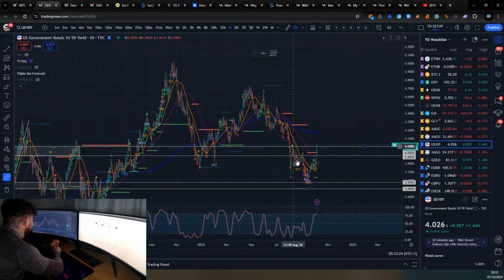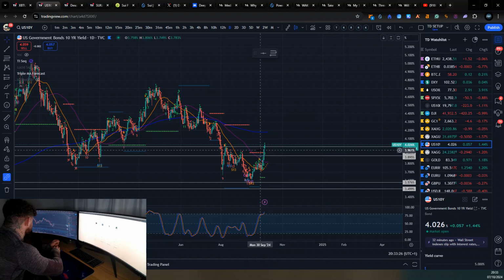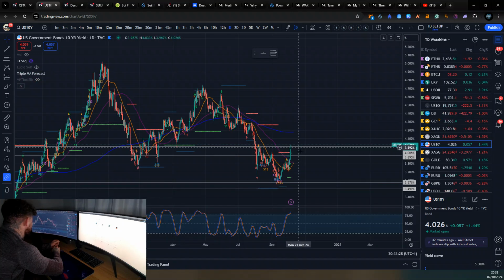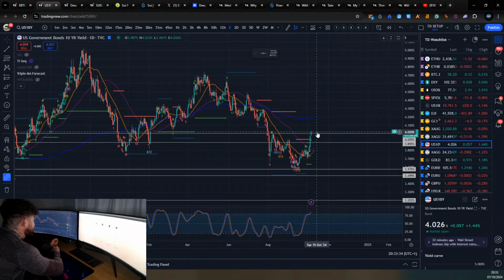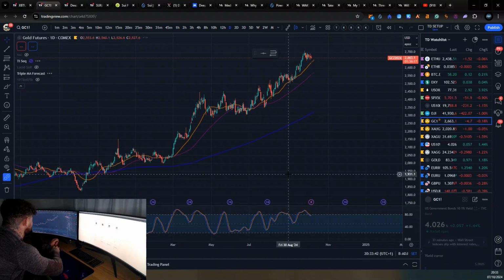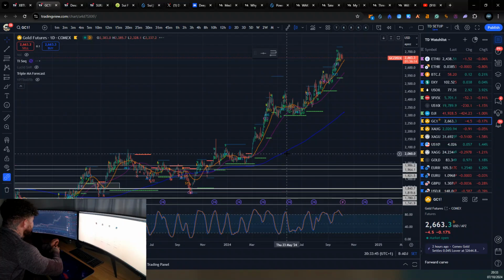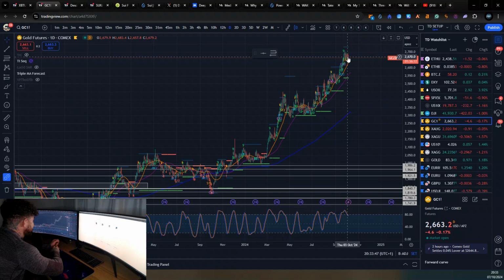But if this is to continue to the upside, I mean, we have taken out this area of resistance, and it continues to the upside, then we will potentially be in trouble. It is interesting to see though, the dollar having that nice move to the upside, the 10-year having that nice move to the upside. But if we also look at gold, it's not reacting at all. You would expect gold to sell off with a rally in the dollar.